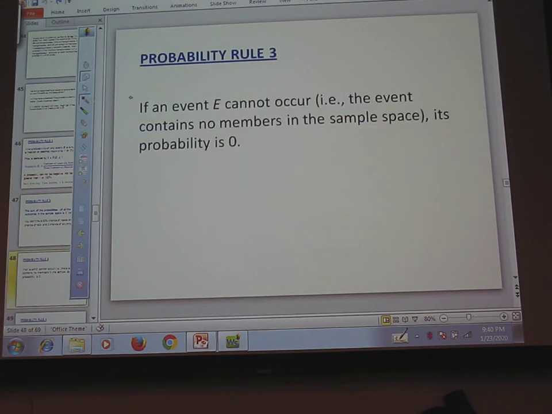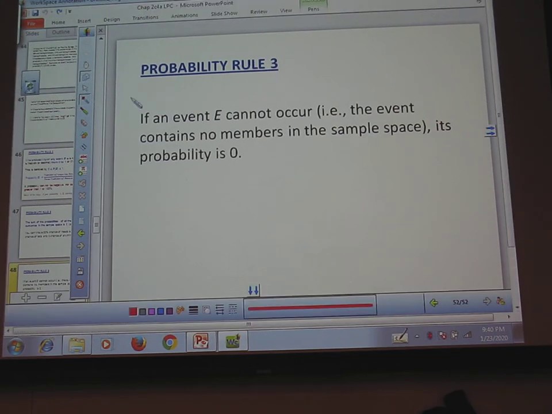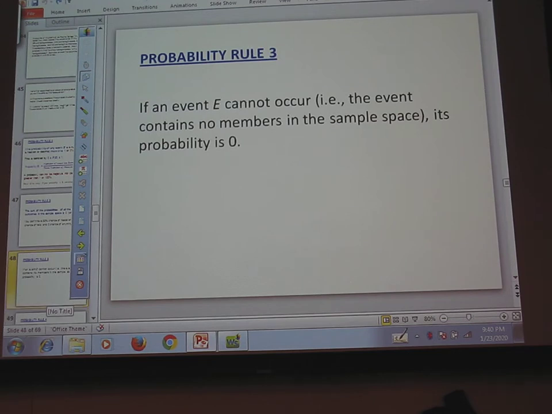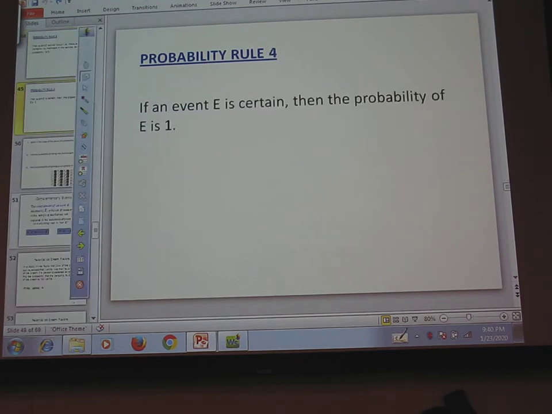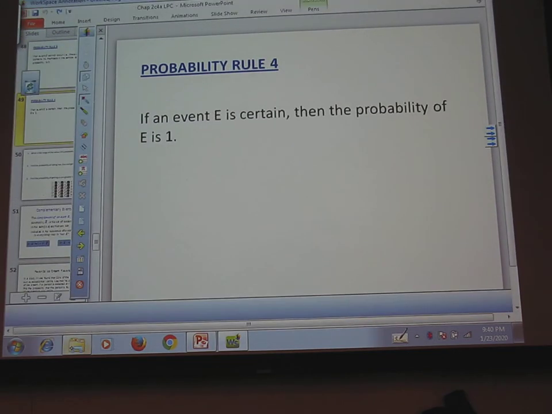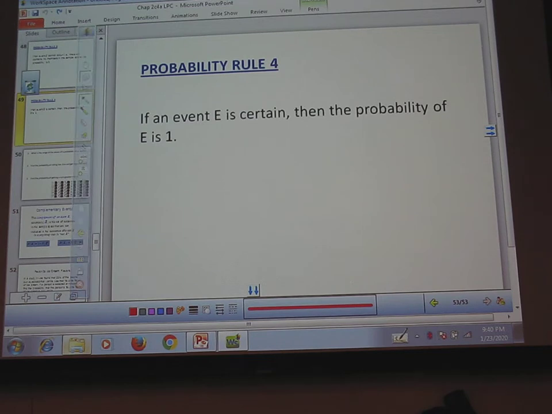These ones are kind of obvious, so I'm just going to say them quickly. If an event cannot occur, if it's impossible, its probability is 0. If an event is certain, if it's absolutely definitely going to happen, like the probability of a tree being on your next exam is certain, its probability is 1 or 100%.